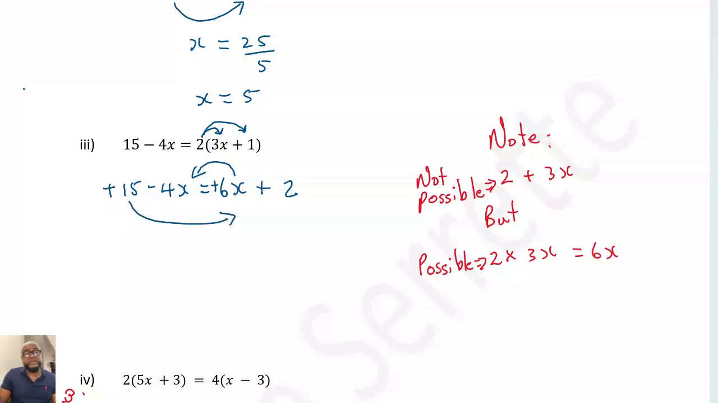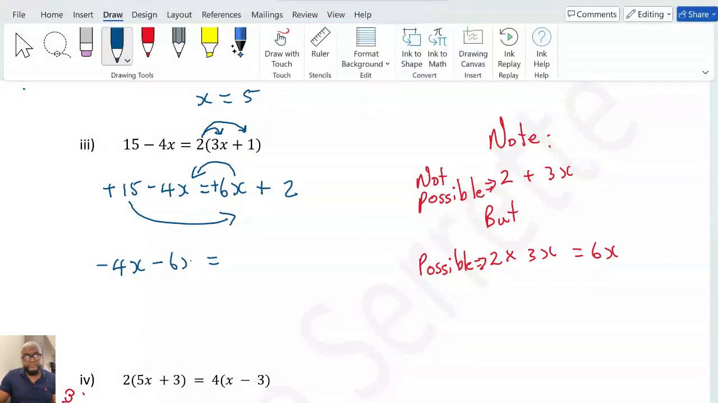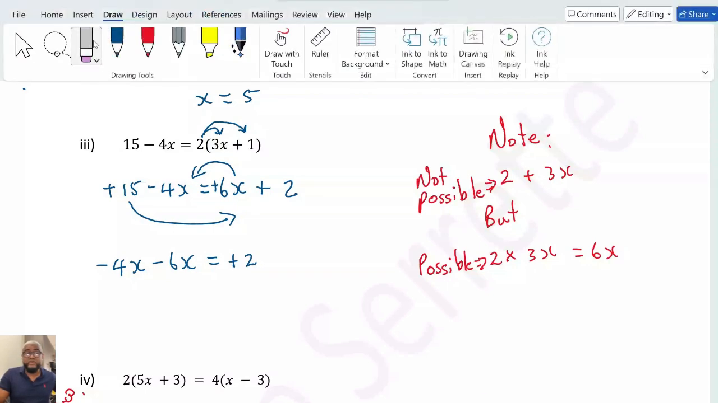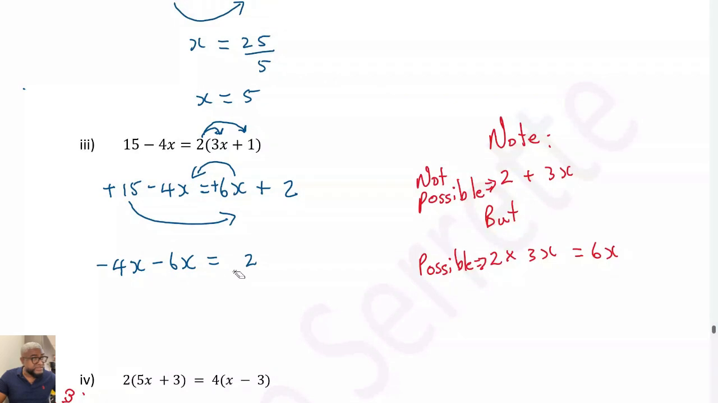Plus 15 will become what when it goes there? Negative 15. Composure is everything. What did I not move here? The minus 4x. Everybody good there? So I'm going to put minus 4x. And we just said what is coming to the left? The plus 6x becomes minus 6x. Equals to, let me write that x a little better. Minus 6x is equal to 2, which didn't go anywhere. Now you could put plus 2, but plus is understood here. Cool, everybody? So you don't need to put this plus.